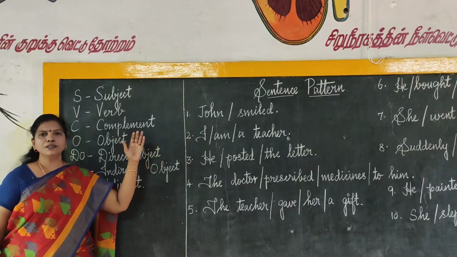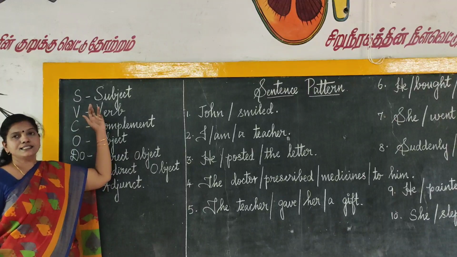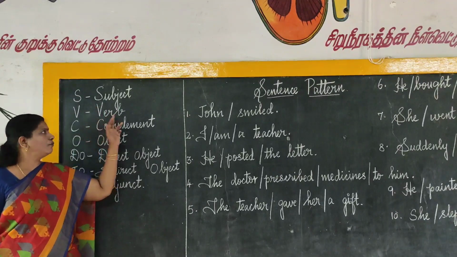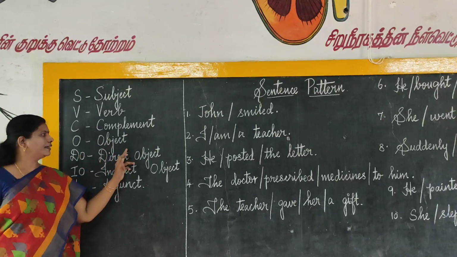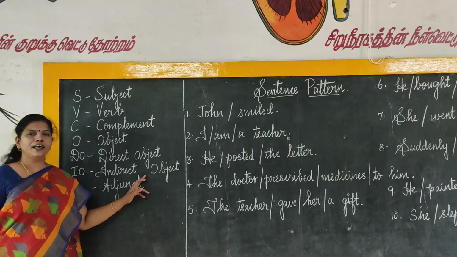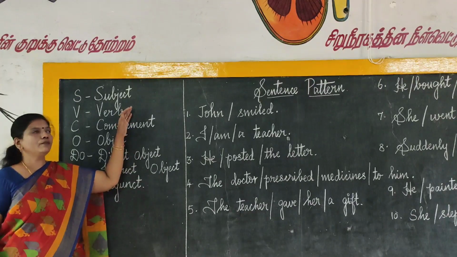So before going into it, let's learn a few abbreviations. S here stands for subject, V for verb, C for complement, O for object, DO for direct object, IO for indirect object, and A stands for adjunct. Let me explain it one by one.